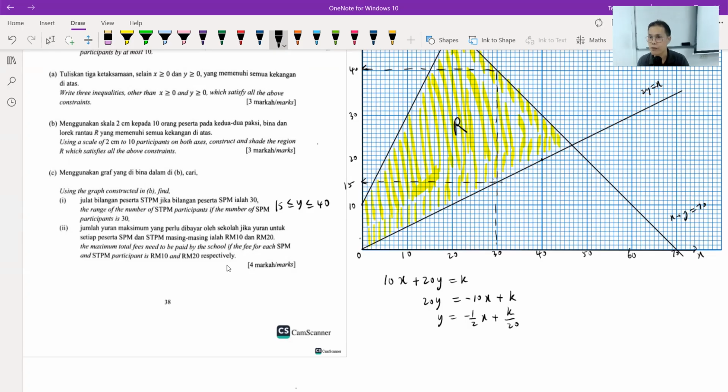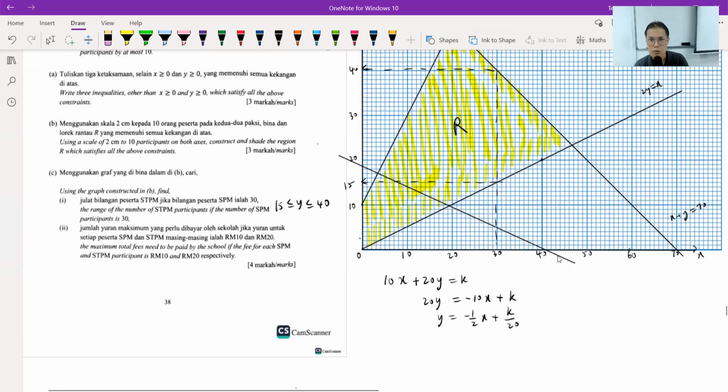So to find the maximum value of K, I must draw this straight line with a gradient of negative half. And I have to move it in the region and find a point that gives us the largest y-intercept, because the y-intercept will affect your K value. The bigger the y-intercept, the bigger the K value. But first, let's draw a line with the gradient of negative half. You can use 10 and 20, or you can use 40, 80, up to you. Maybe I use 20, 40.